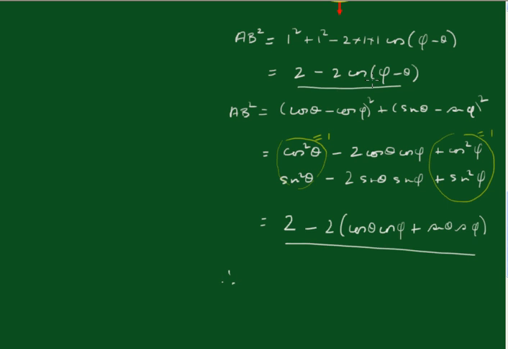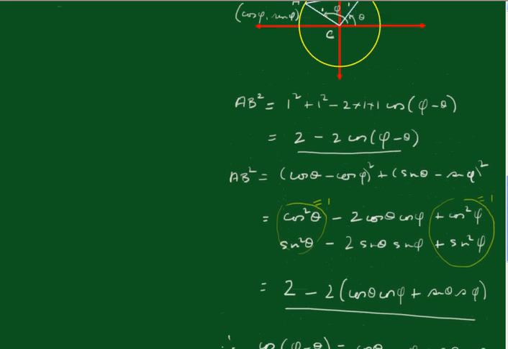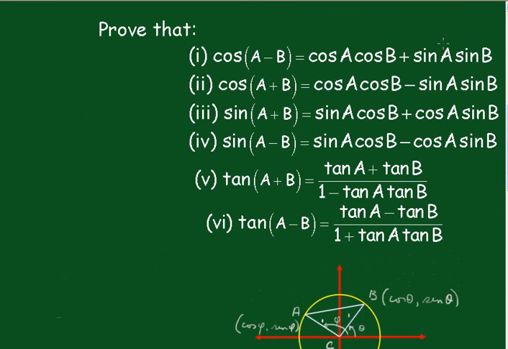Looking at those, equating those two, cancelling the 2's and dividing through by negative 2, we get the result that the cos of phi minus theta is equal to the cos of theta cos of phi plus the sine of theta sine of phi. So that gets the first one out of the way. It's the first result.